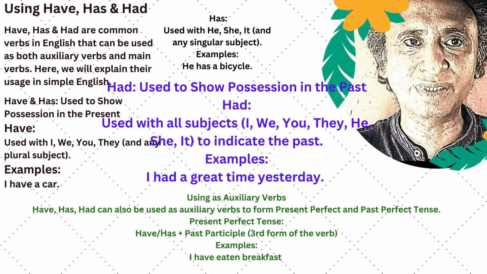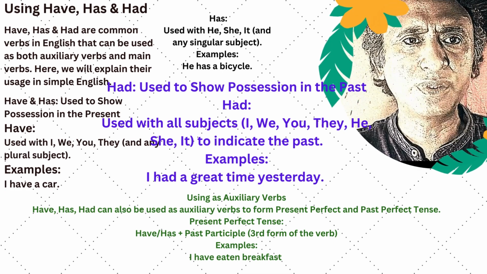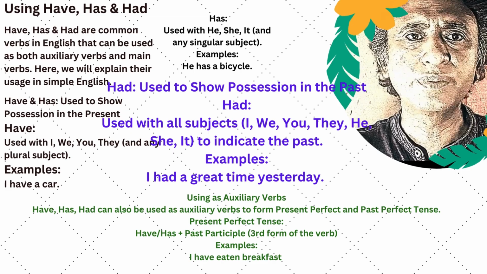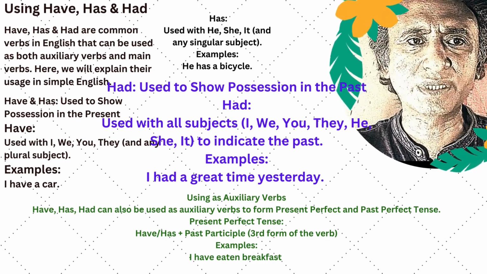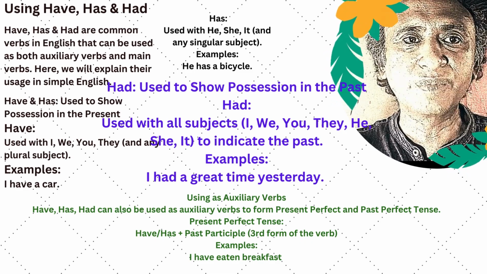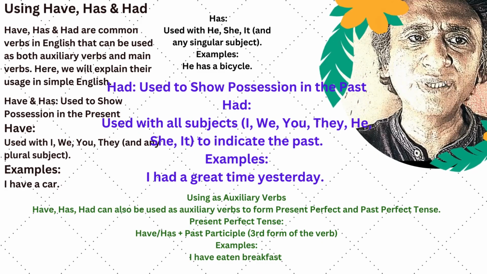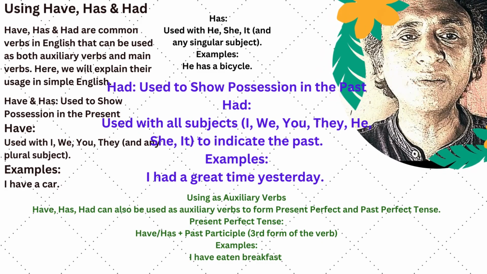Have and has are used to show possession in the present. Have is used with I, we, you, they, and any plural subject. Example: I have a car. We have a meeting today. They have many friends. Has is used with he, she, it, and any singular subject.